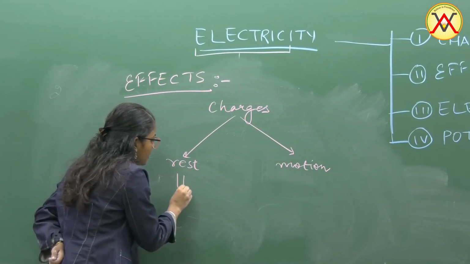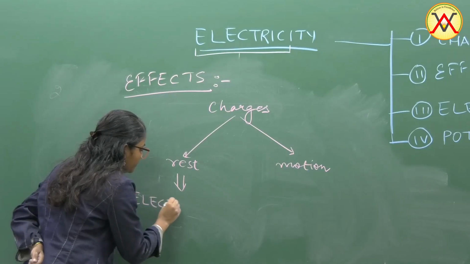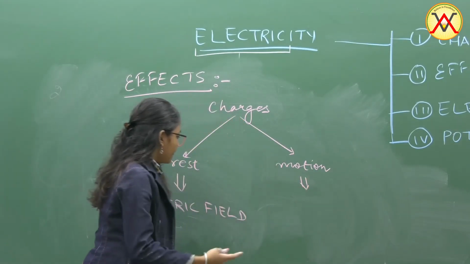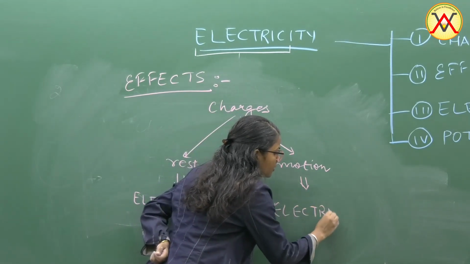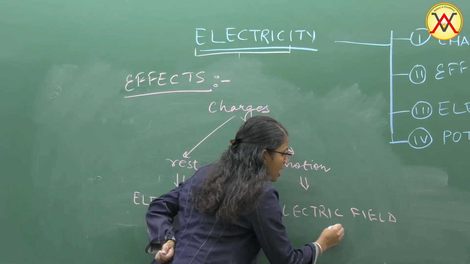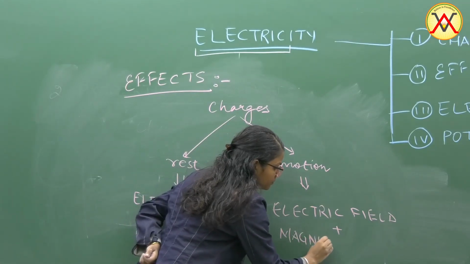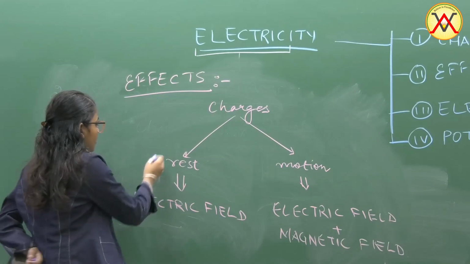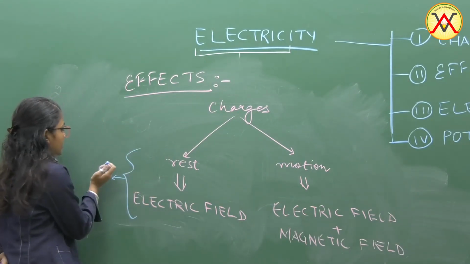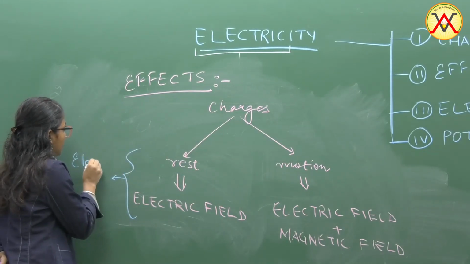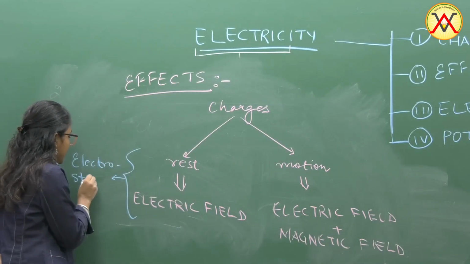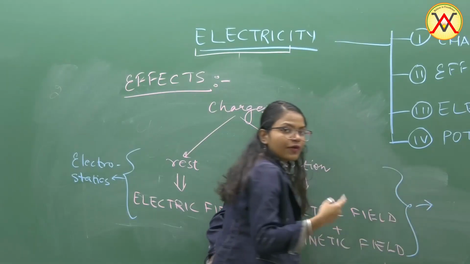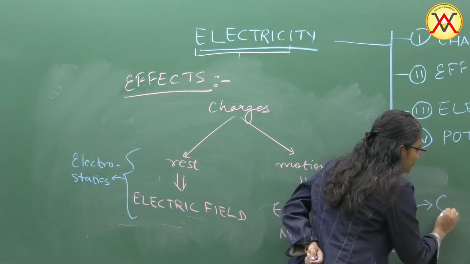Whenever charges are at rest, they produce an electric field around them. Whenever charges are in motion, they produce an electric field along with a magnetic field around them. This whole effect is read in a branch of physics known as electrostatics. Electro again means related to charge and statics means something which is at rest. This effect is read in another part of physics called current electricity.